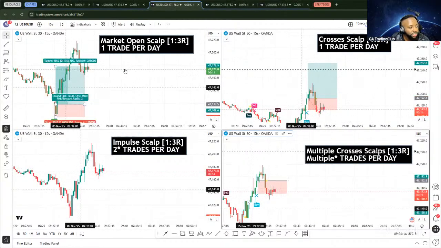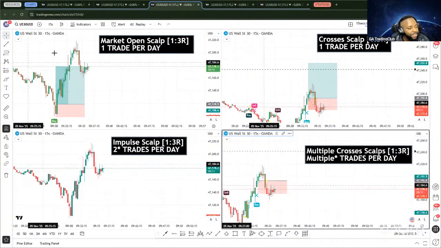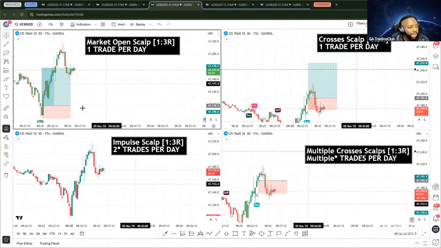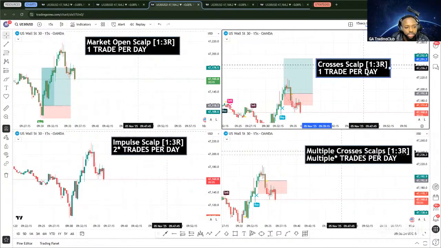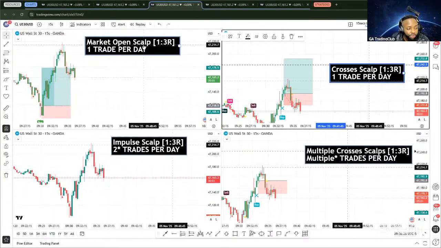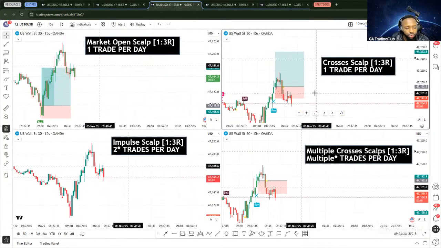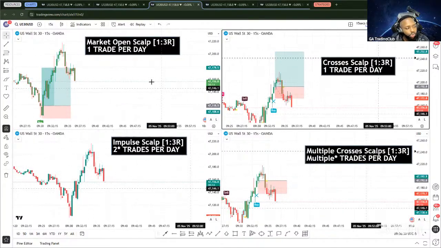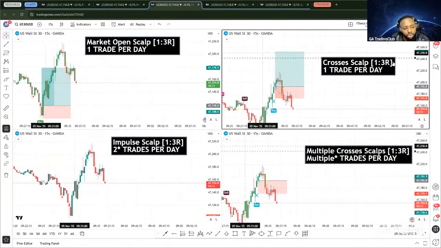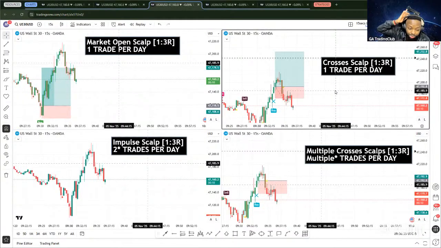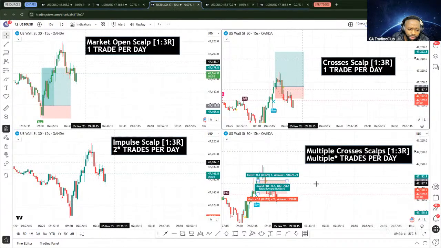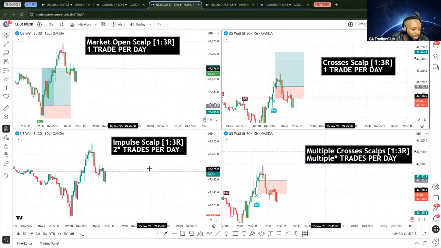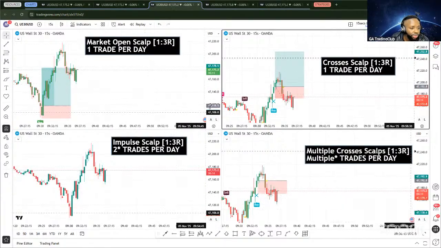But for this account that took the market open, so 1:3R, for the account that took the crosses entry, which is the first entry after 9:30, this one unfortunately was -1R. So far for the day, 3R win, -1R loss. So I'm still up about 2R. And this one I lost about like 0.25R. So I'm still up like 1.75R for the day on the scalps.